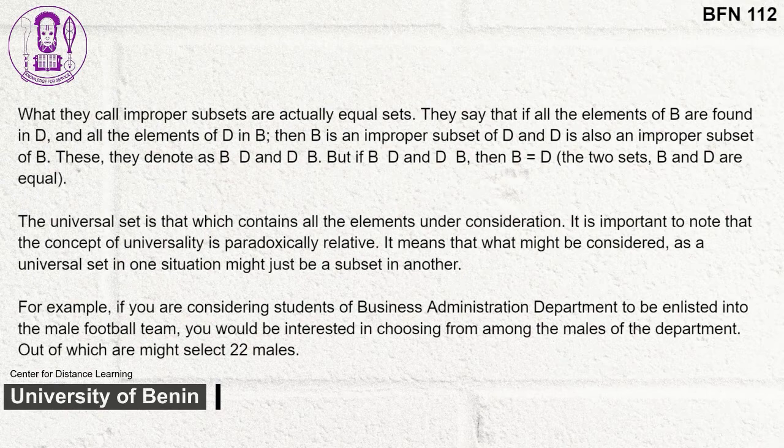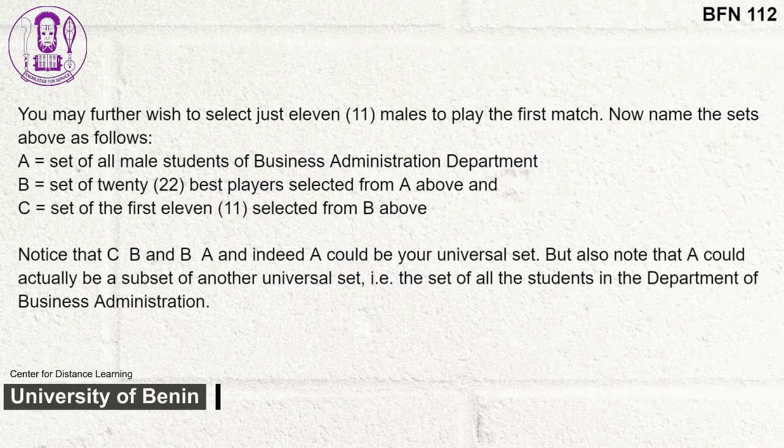The universal set is that which contains all the elements under consideration. It is important to note that the concept of universality is paradoxically relative. It means that what might be considered as a universal set in one situation might just be a subset in another. For example, if you are considering students of the business administration department to be enlisted into the male football team, you would be interested in choosing from among the males of the department, out of which you might select 22 males. You may further wish to select just 11 males to play the first match.